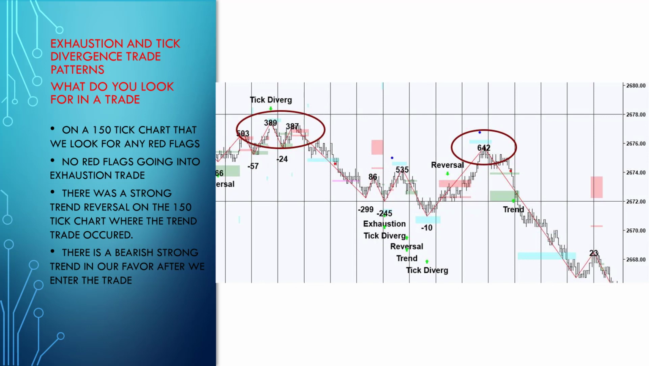Next, we're going to look at a 150 tick chart and look for any red flags. Going into that exhaustion trade, there were no red flags. We in fact just had a tick divergence pattern occur. There was, however, a red flag on the trend trade that followed because there was a strong trend reversal on the 150 chart where that had occurred. The only other red flag on this chart was actually in our favor, and that is that we entered a strong bearish trend after we had entered the trade.